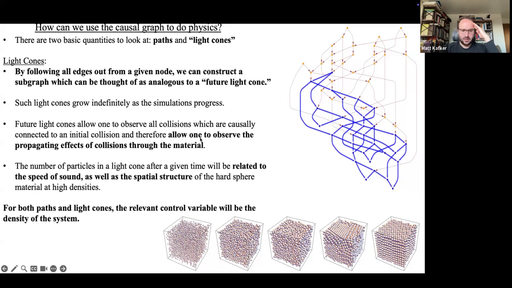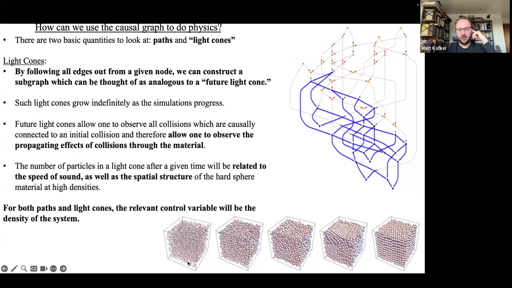So let's see. Yeah, these structures will primarily be useful because they allow you to observe the propagating effects of collisions through the material, especially at high densities. So the number of particles in a light cone after a given amount of time will be related to the speed of sound, and you can also look at the spatial structure. We'll talk about this.